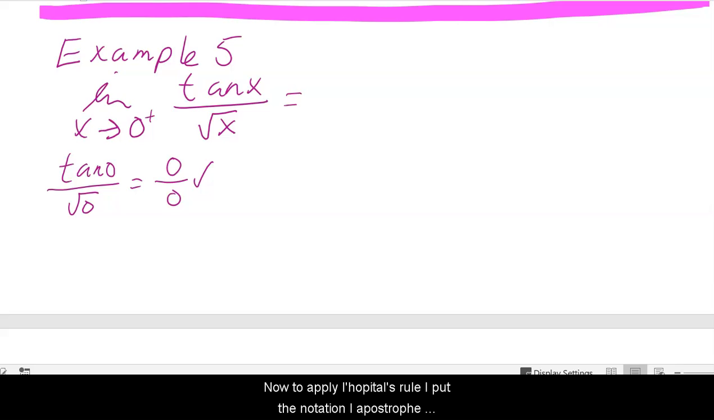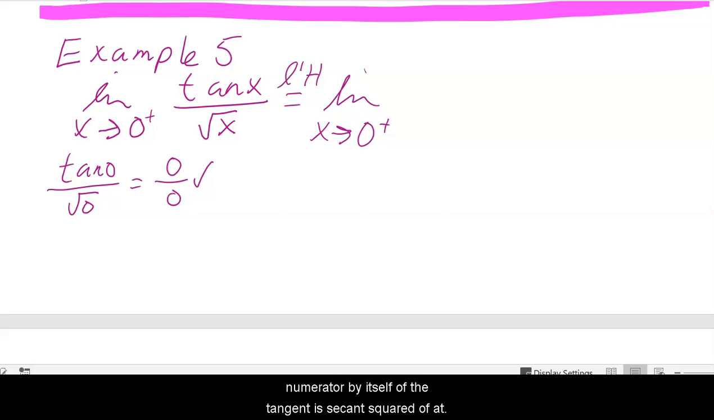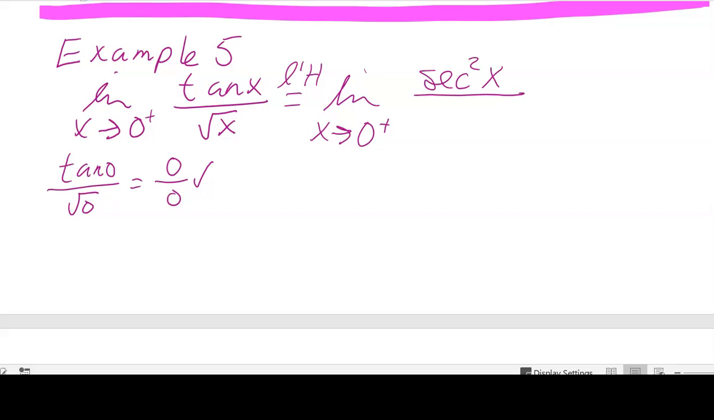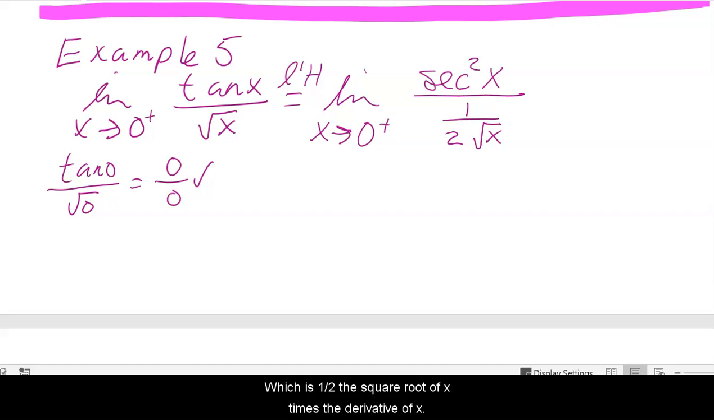Now to apply L'Hopital's rule. I put the notation L'H above the equals. Applying L'Hopital's rule means taking the derivative of the numerator by itself. Derivative of tangent is secant squared of x. And then I take the derivative of the square root, which is 1 over 2 square root of x, times the derivative of x, which is just 1.